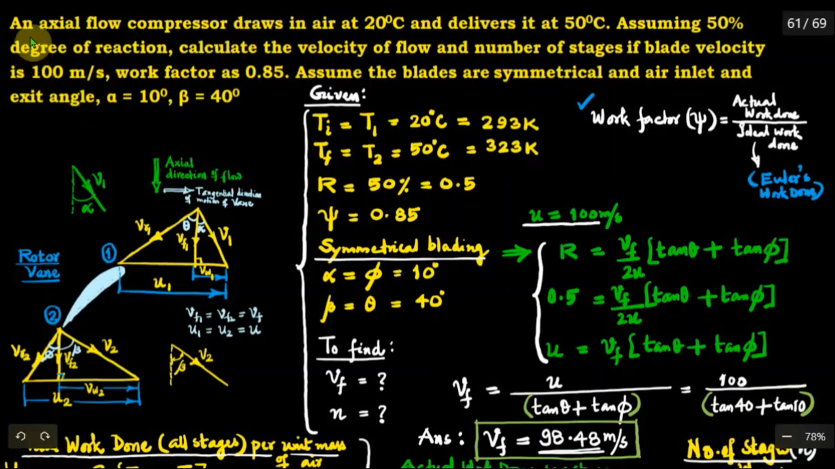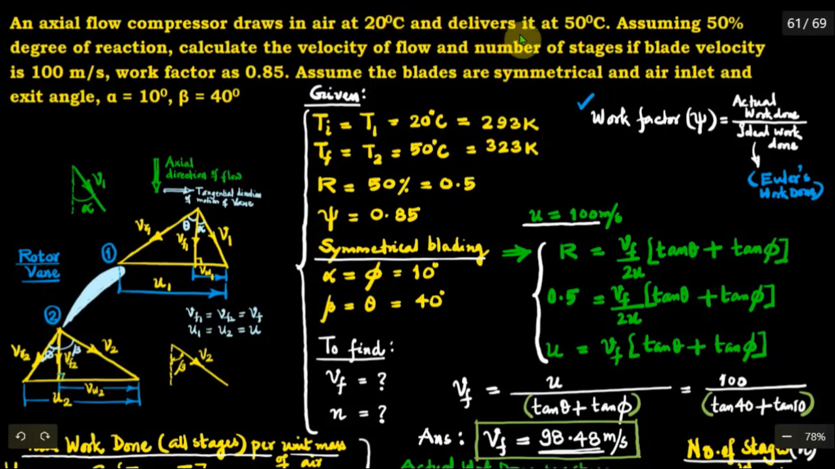The first question is: an axial flow compressor draws in air at 20 degrees Celsius and delivers it at 50 degrees Celsius. That is, the air inlet temperature, which can be denoted by T1, is 20 degrees Celsius plus 273. If you add, then the temperature you will get in Kelvin is 293 Kelvin.